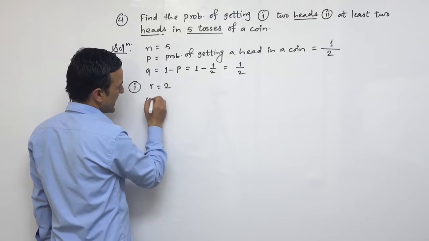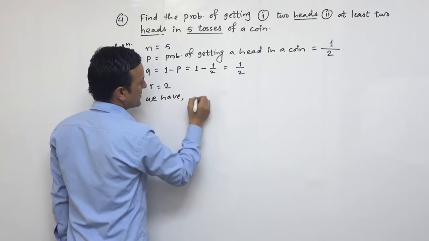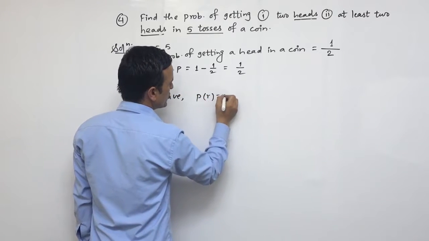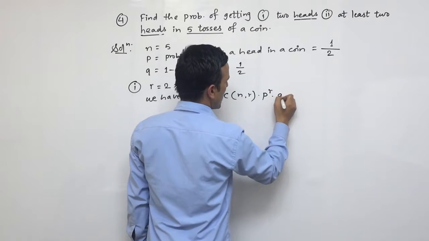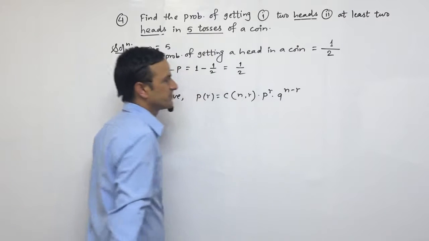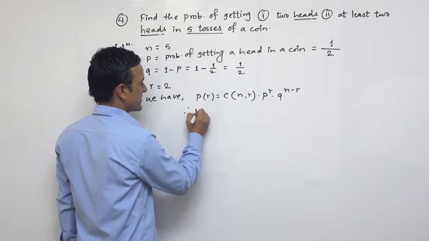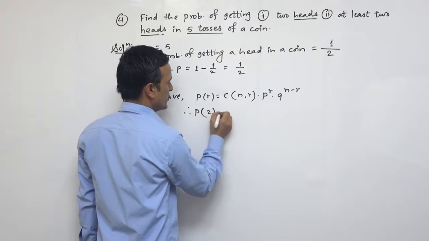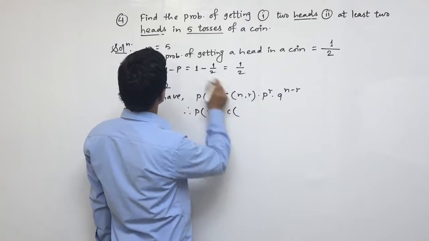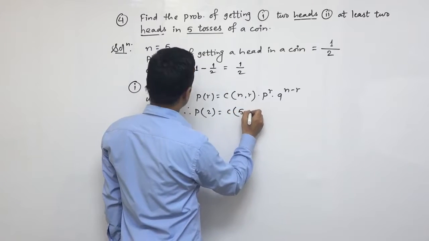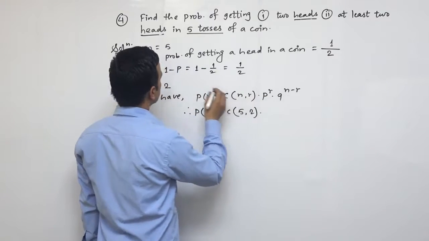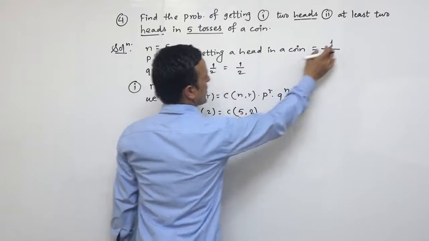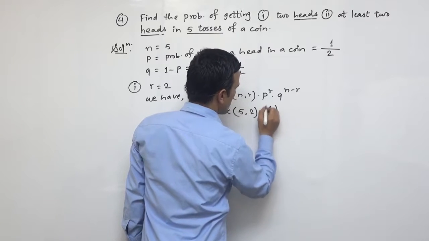So for this we have the formula P(R) is equal to C(n, R) P power R Q power (n minus R). So we can write like this. R means it is 2, and C(n, R) means what? n is 5, R is 2. P is 1 by 2, 1 upon 2 to the power.